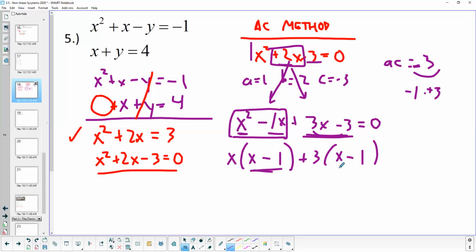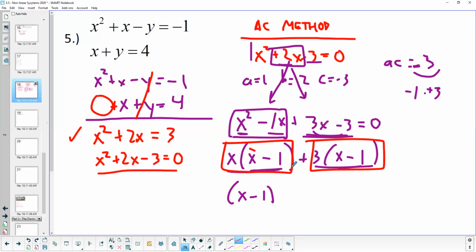And so now I have an x minus 1 and an x minus 1 in each of these chunks, if you will. So I'm going to go ahead and pull that x minus 1 out from each of these groupings. So I pull x minus 1 out of this, and I pull x minus 1 out of this. And so the only thing that's left out of the first part here, if you pull the x minus 1 out, is that x. And the only thing left here is plus 3, and you have factored.